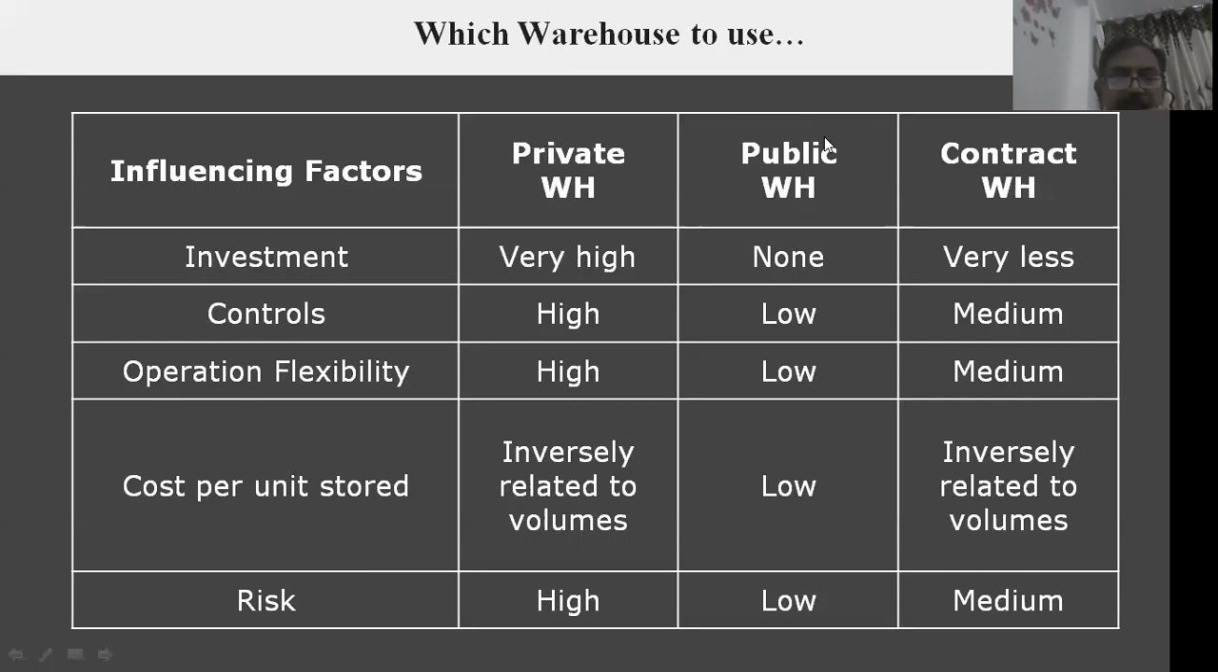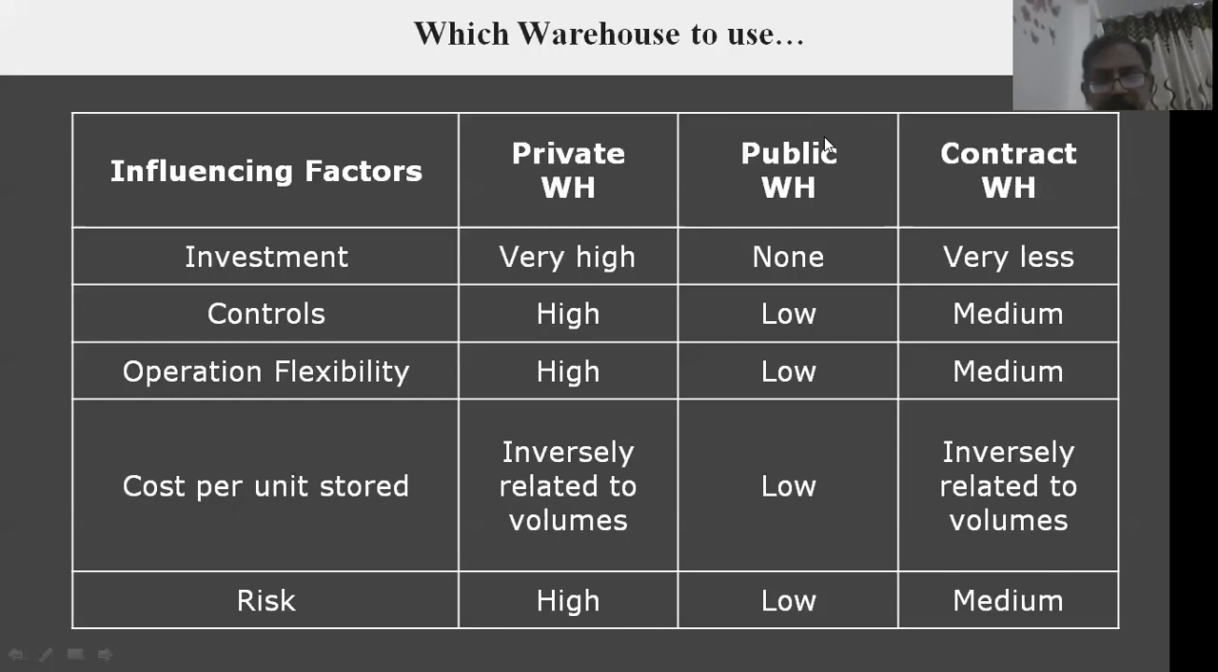As far as control is concerned, in a private warehouse you have all the control, so it will be highest. In a public warehouse control will be low. Contractual will be medium, as written in the contract, as per the agreement, so it may vary. Operational flexibility: private warehouse will provide you the highest flexibility, public low, and contractual medium. Cost per unit stored: for private warehouse, it is inversely related to volume. The higher the volume, your overall cost will come down. Cost per item will fall.